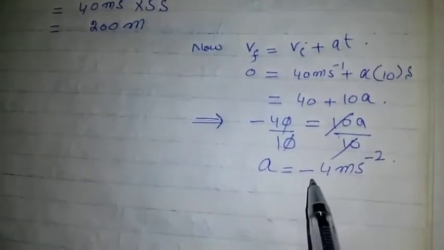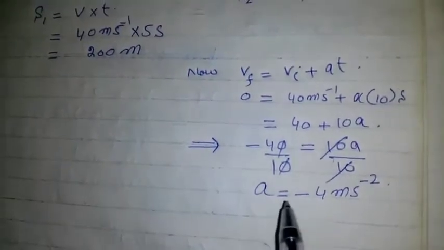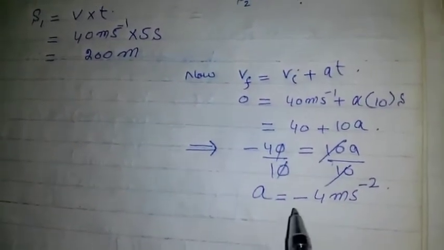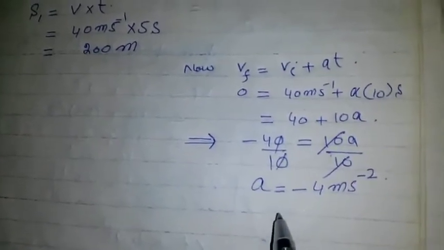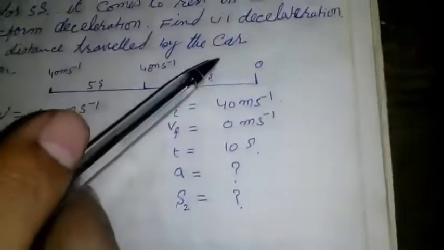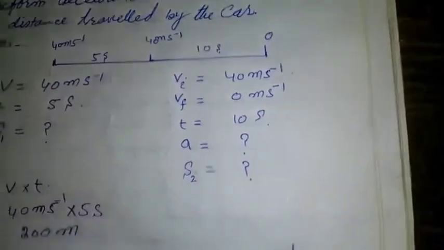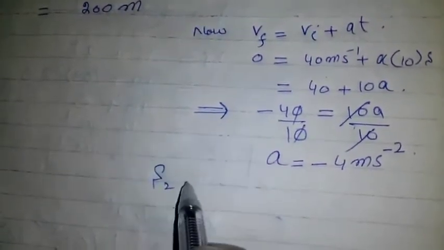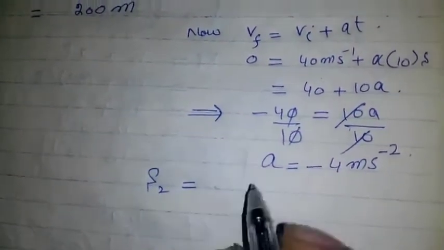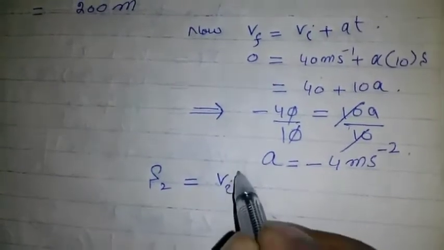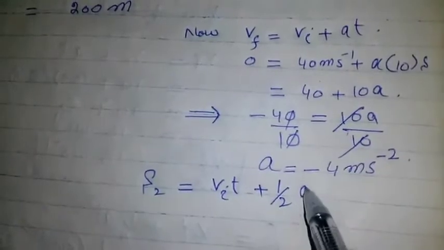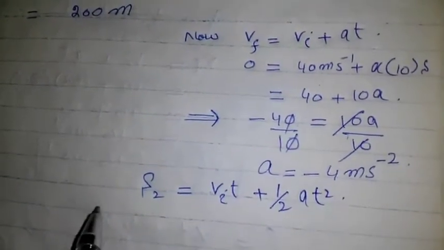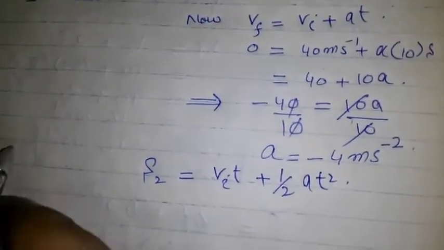The minus sign shows that it is deceleration, and at this point its velocity is decreasing, and at the end it reaches 0 on the final stage. Now we have to find the S2. S2 is equal to Vi t plus half a t square. Now we are using equation number 2.